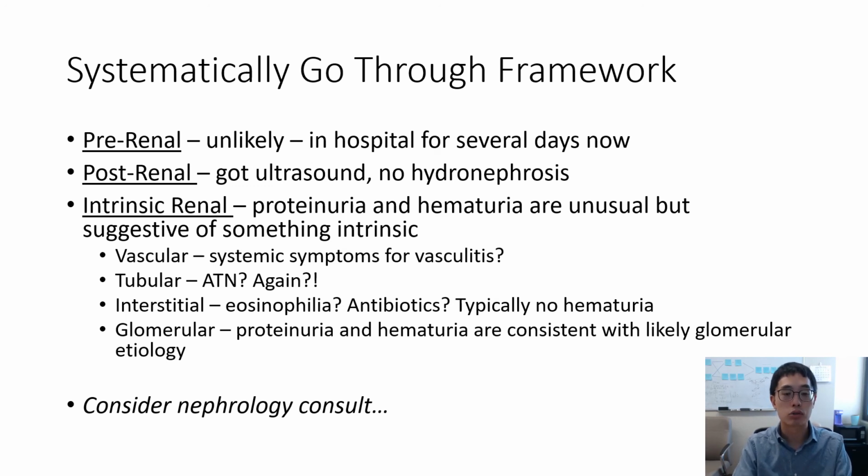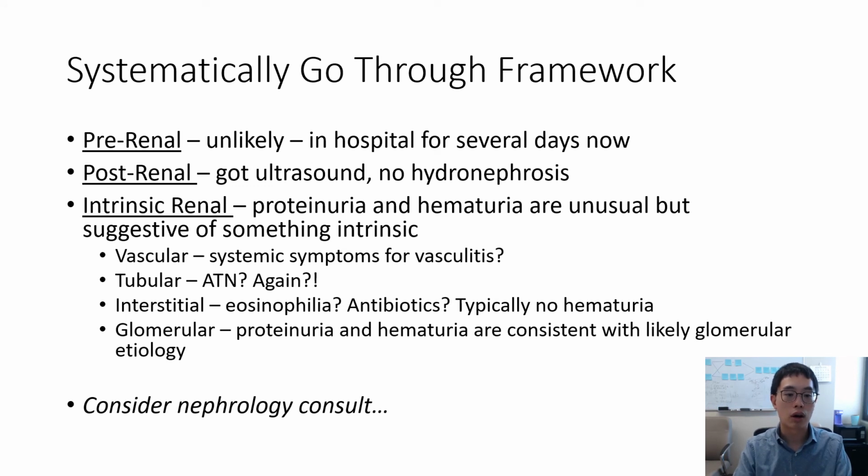It didn't show any obstruction. It's unusual that suddenly the patients will develop an obstruction in the hospital over the last 12 to 13 days. And now we're thinking, okay, maybe this is an intrinsic renal cause, especially given that there's proteinuria and hematuria. Could it be suggestive of something that's intrinsic?